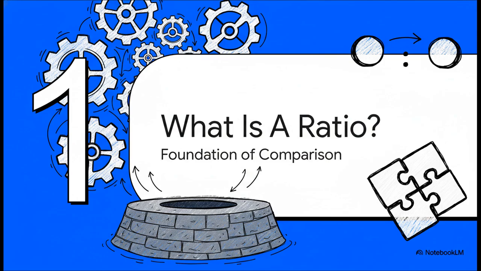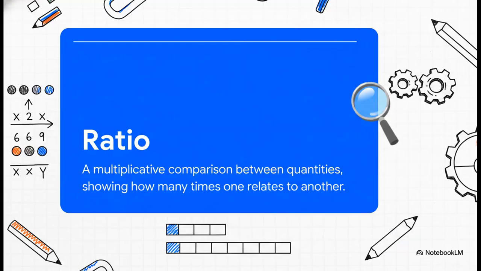To really get a handle on ratios, we need to be crystal clear on what they are at their core. The key phrase here is multiplicative comparison. Now that sounds a little fancy, but all it really means is that we're thinking in terms of how many times, not how much more. So for example, if your recipe calls for a ratio of 2 cups of flour to 1 cup of sugar, it just means you need twice as much flour. Simple as that. It's a relationship based on multiplying.